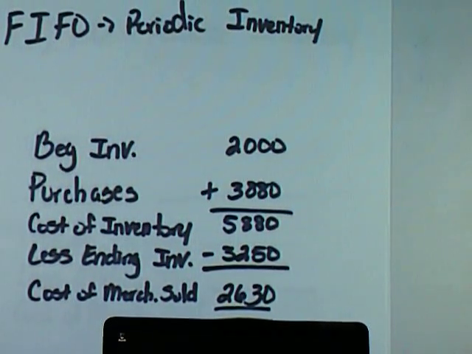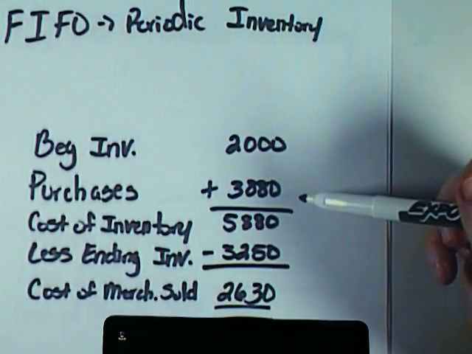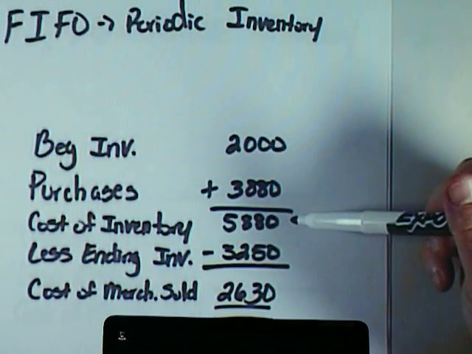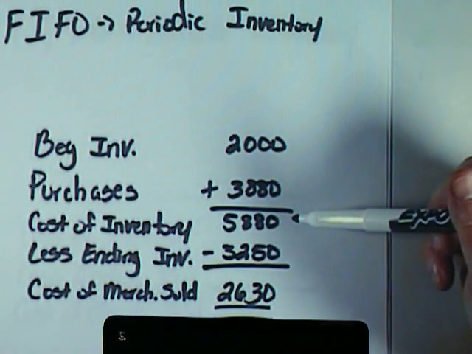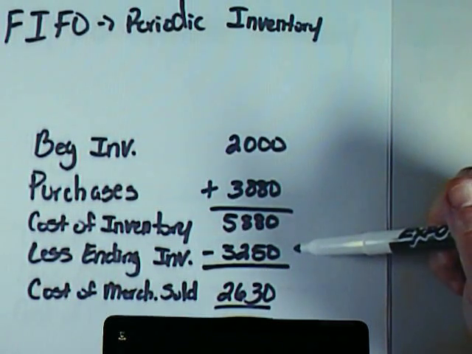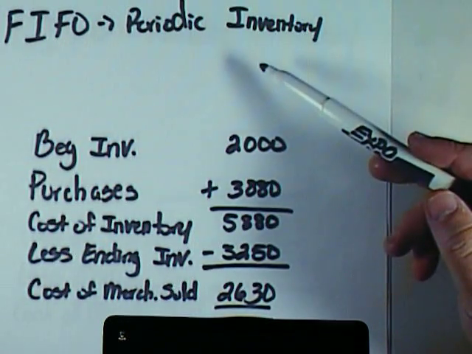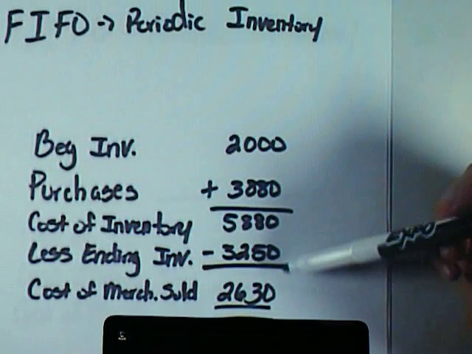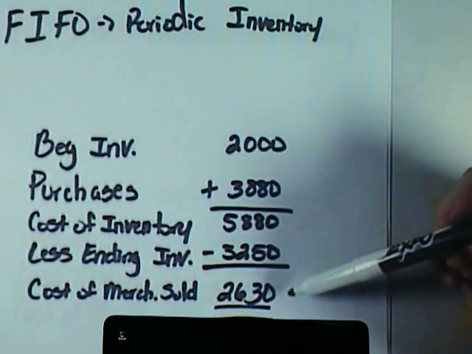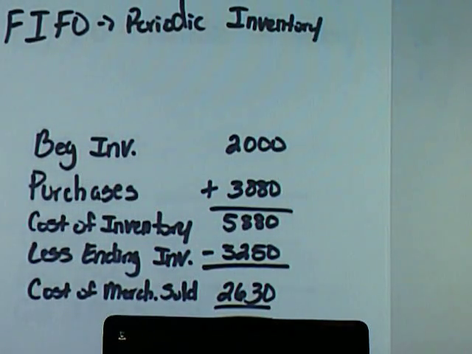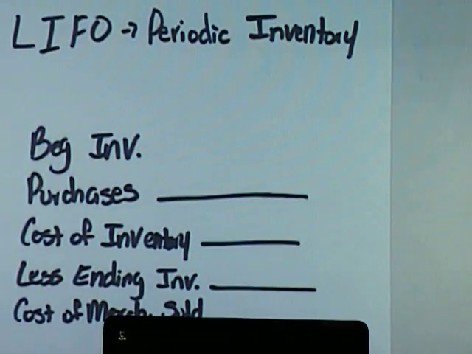This is very easy. All we have to do is capture what our beginning inventory is, capture the amount of our purchases, determine what our cost of inventory is, or the book actually calls it cost of merchandise available for sale. Either way, take out your ending inventory to determine what your cost of merchandise sold is. So for FIFO, under the periodic inventory system, we still get ending inventory of $3,250 and cost of merchandise sold of $2,630. Let's look at this under the LIFO periodic system.